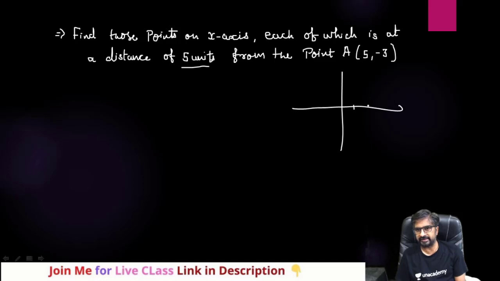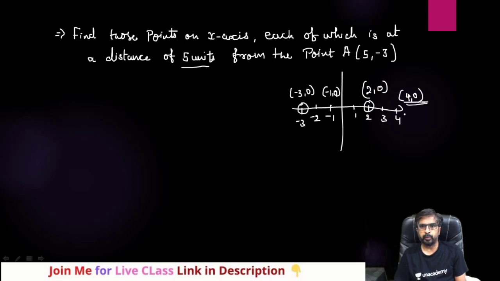Any point on the x-axis: 1, 2, 3, 4 here, minus 1, minus 2, minus 3. If I ask you the coordinate of this, it will be (-3, 0). The coordinate of this will be (-1, 0). This will be (2, 0). So whenever any point is on the x-axis, the y value of that coordinate will always be 0.